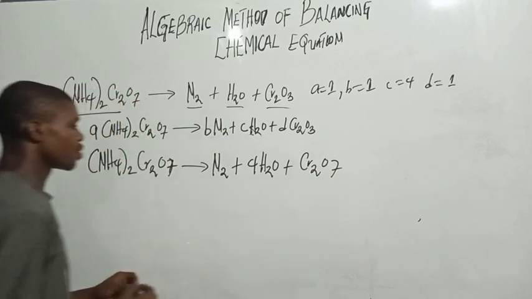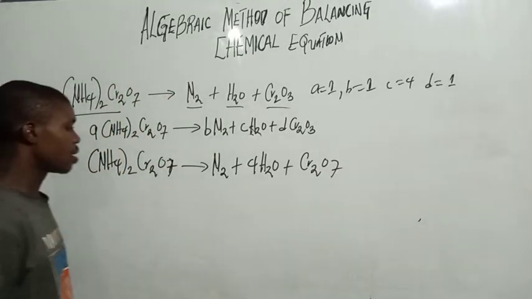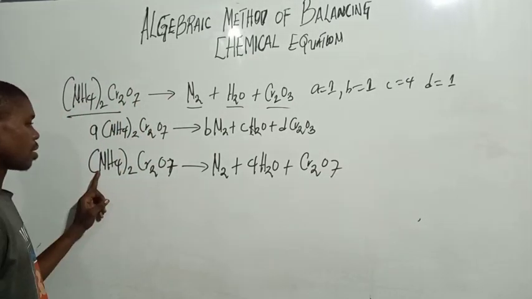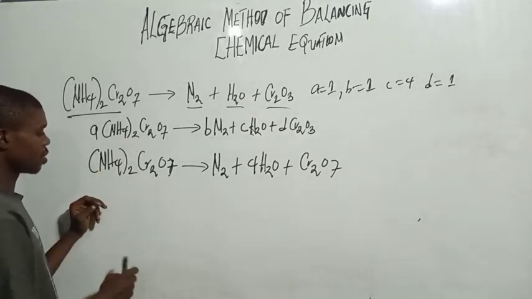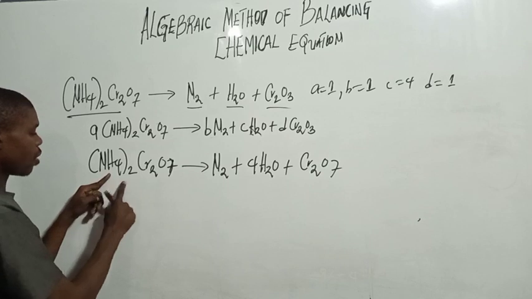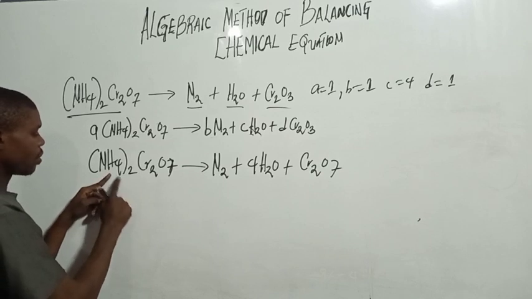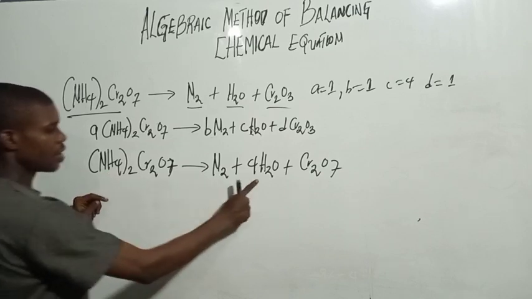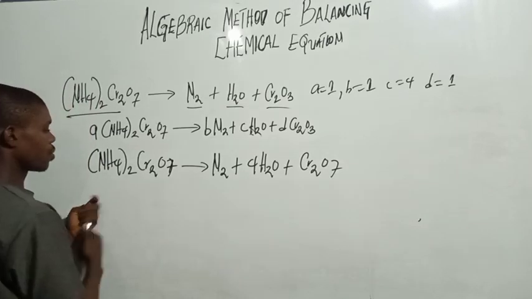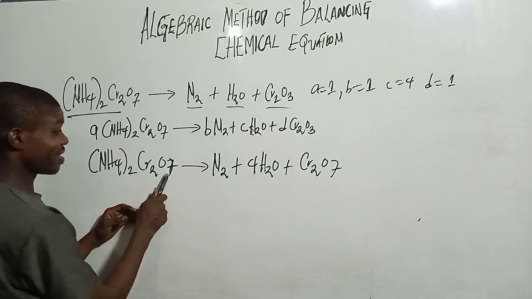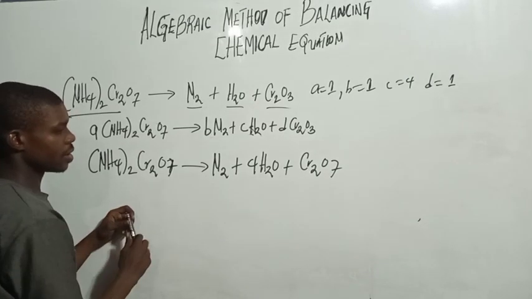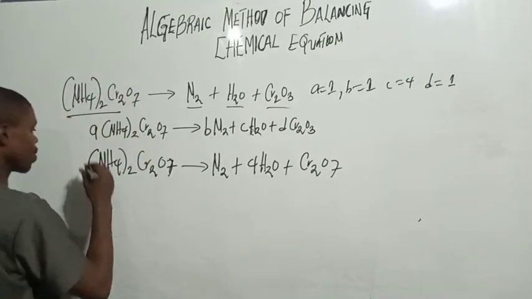207. So now let's confirm if our reaction is correct. 2 nitrogen here, because of this one here we have 2 nitrogen. Now 4 hydrogen, how many hydrogen do I have? 4 times 2, which is 8. We have 8, correct. So chromium, how many do you have here? 2. Oxygen is 7, right? Oxygen is 7. So here we have 7.